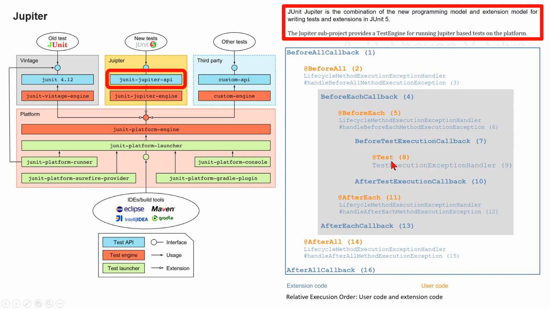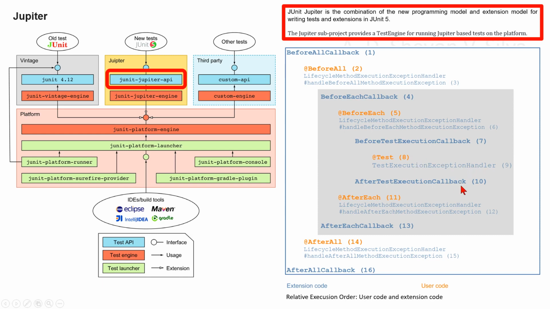8, annotation org.junit.jupyter.api.Test: user code of the actual test method. 9, interface org.junit.jupyter.api.extension.TestExecutionExceptionHandler: extension code for handling exceptions thrown during a test.